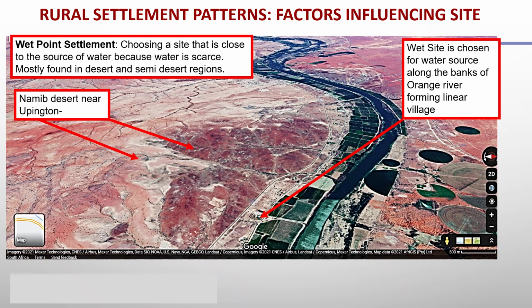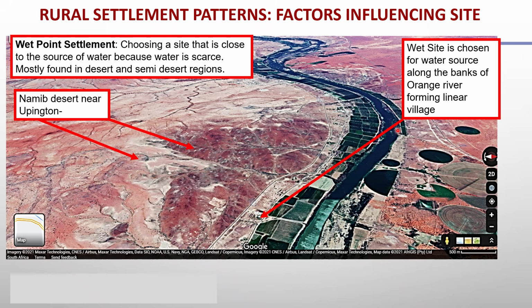Let's have a look at our aerial photography, our orthophoto. It says the wet point settlement, choosing a site close to the water source because water is scarce. You can see here we have the Namib desert near Upington. This is a desert all over. It says the wet site is chosen for water source along the banks of the Orange River.